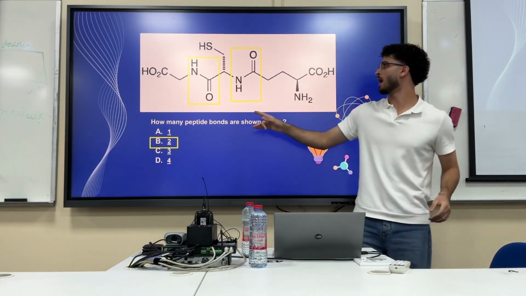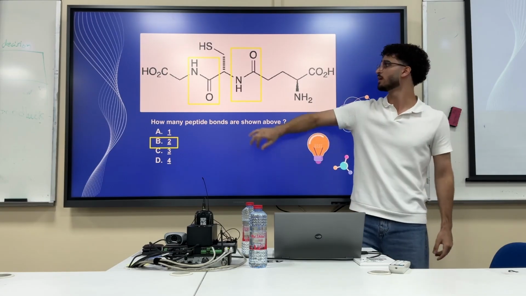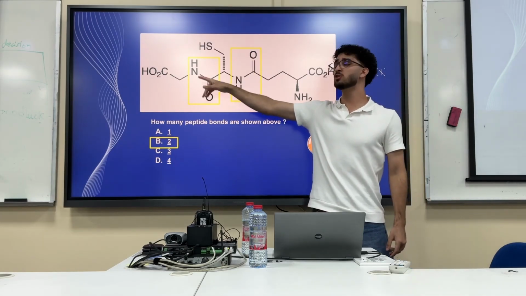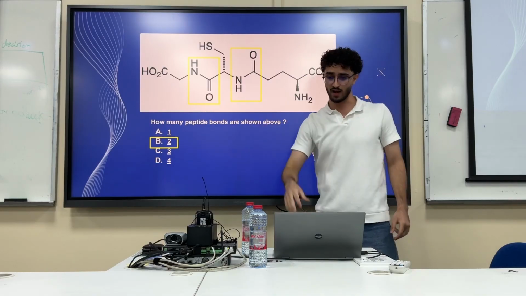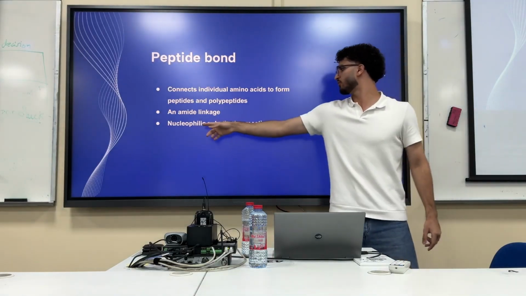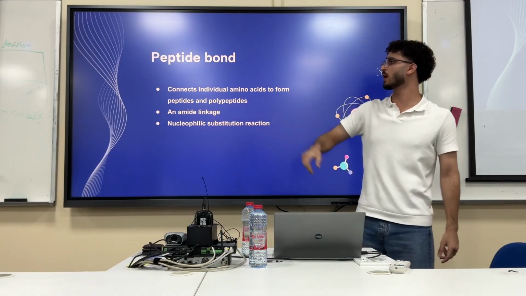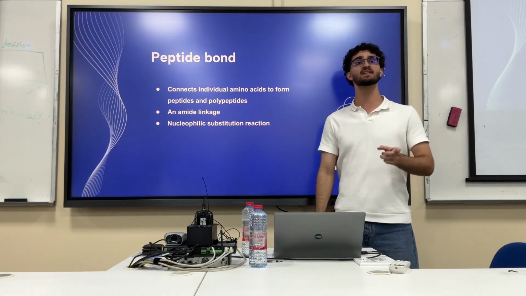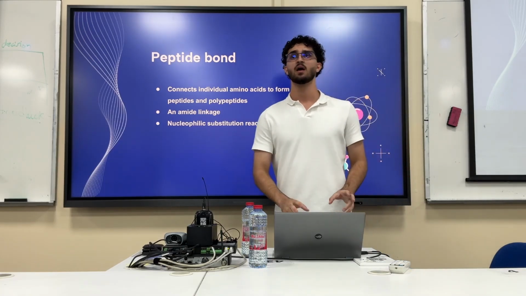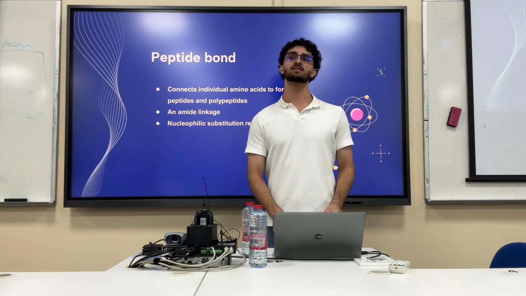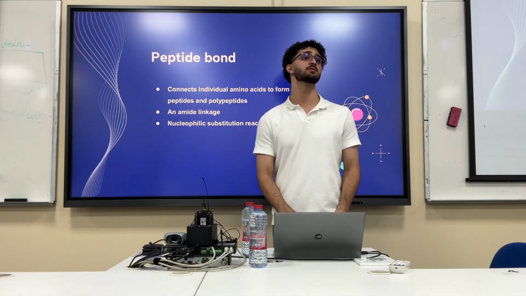A peptide bond is a bond that forms between two amino acids. How? The amino group will bond with the carboxyl group via a nucleophilic substitution reaction. This is an amide linkage. It connects two amino acids, which forms peptides and polypeptides.